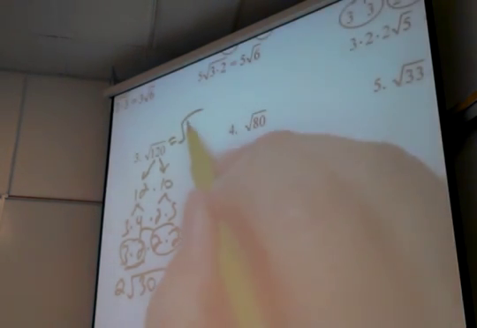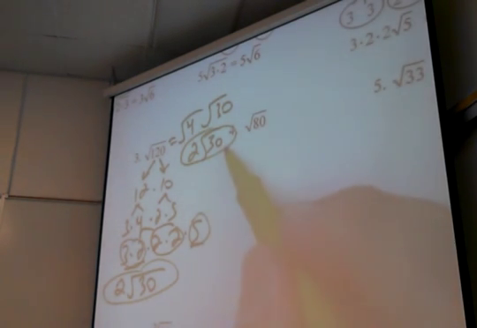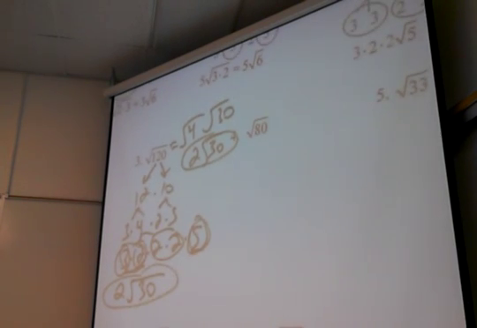So 120 is 4 times 30. What's the square root of 4? 2. What's the square root of 30? I don't know. So you get the same answer either way I do it. Thank God. And why do I stop at 30? Because 30 is made up of a 3, a 2, and a 5. There aren't two of anything in it, so I can't do anything with it.